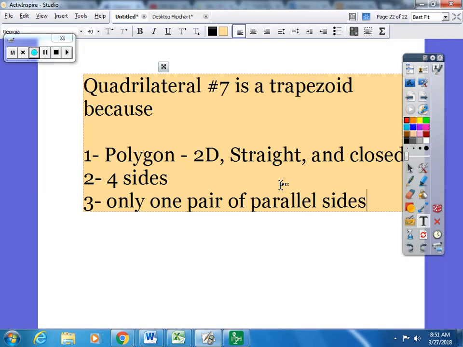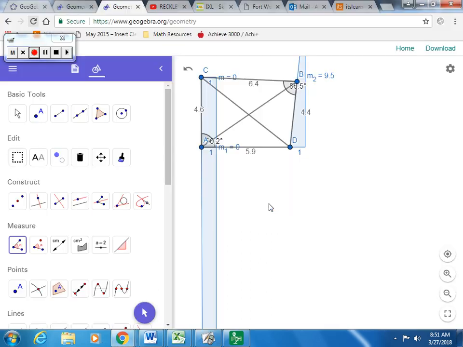Now, when you do your presentation, you're going to tell us this, what I have on the board. Now, the class is going to have you prove it. And when you say it has only one pair of parallel sides, the class will say, prove that. How can you prove that? Well, how would you prove it? Because you have the slope. Do you see that? You have the slopes.